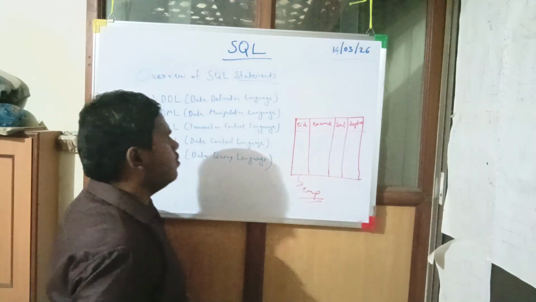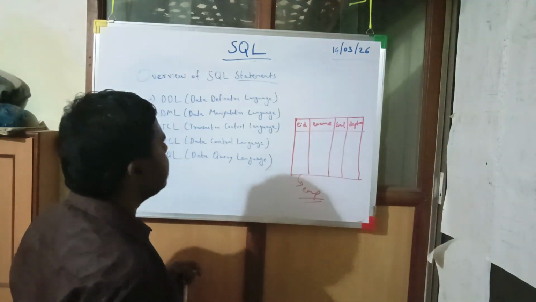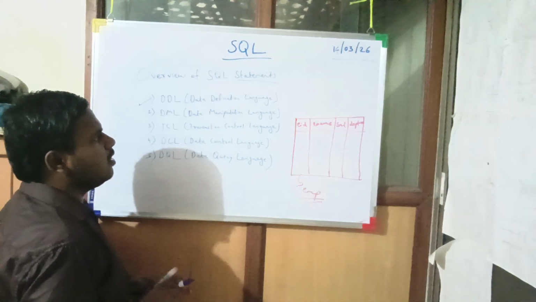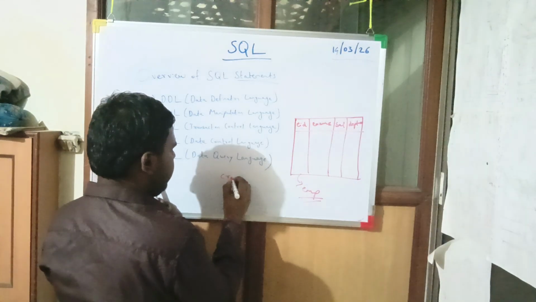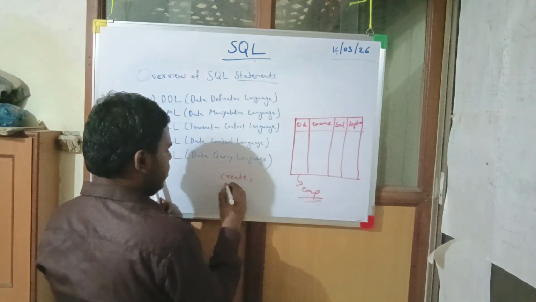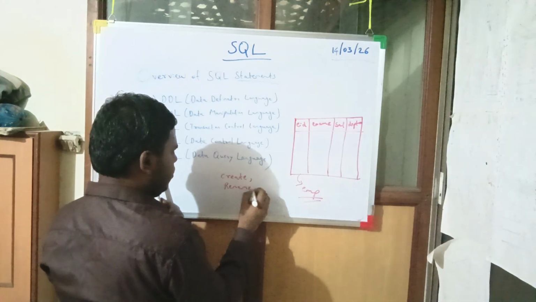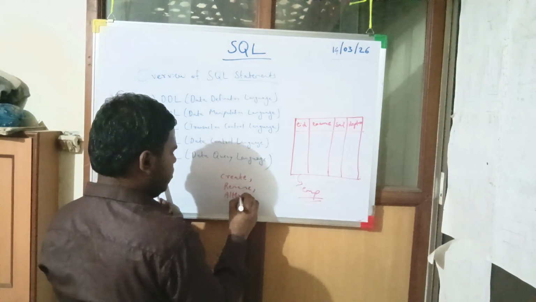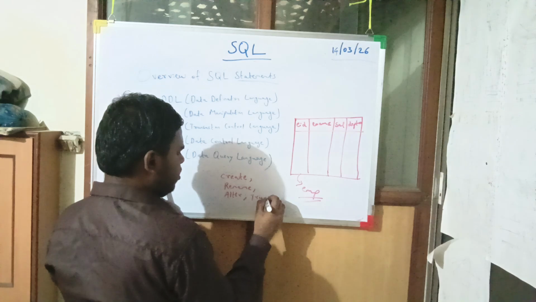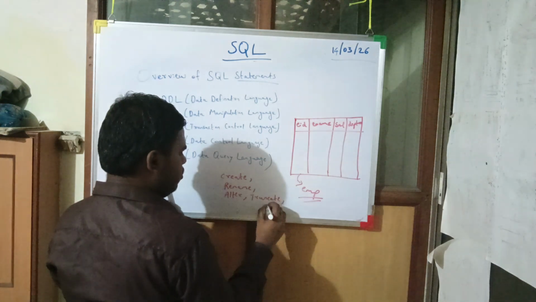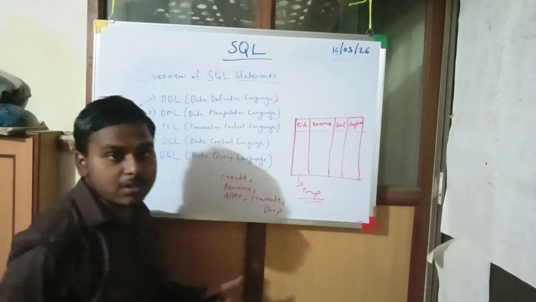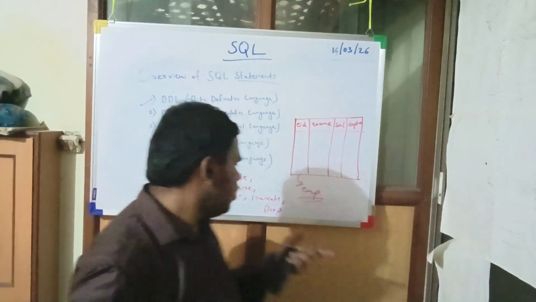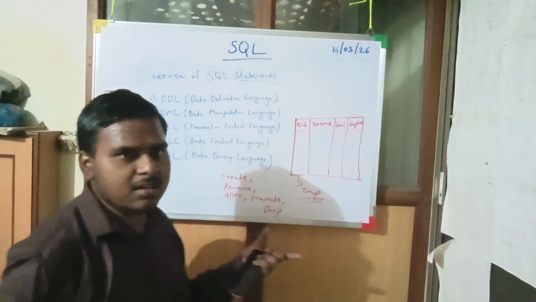Okay. So DDL has some subtypes. What are the subtypes in DDL? The subtypes in DDL are create, rename, alter, truncate, drop. Okay. So these are the subtypes which we need to learn. In alter there are 8 different syntaxes. Okay.